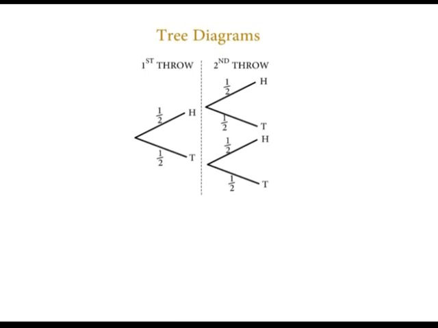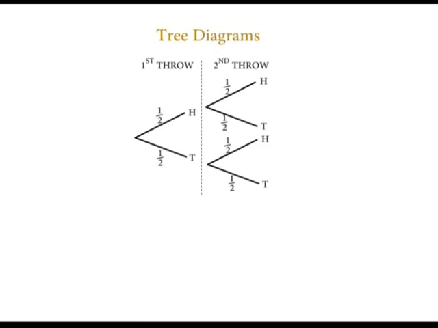In the first toss, the probability of obtaining a head is a half, and that of obtaining a tail is also a half. In one throw, the events are mutually exclusive. Only one can happen at a time. And then we go to the second throw. Again, the probability of obtaining a head is a half, and that of tail is also a half. The events in the first throw and those in the second throw are independent.